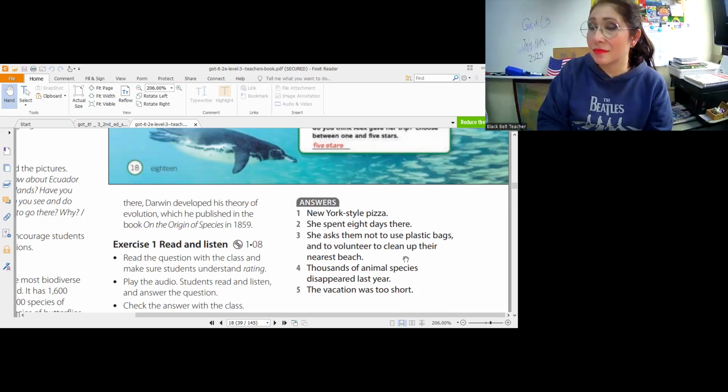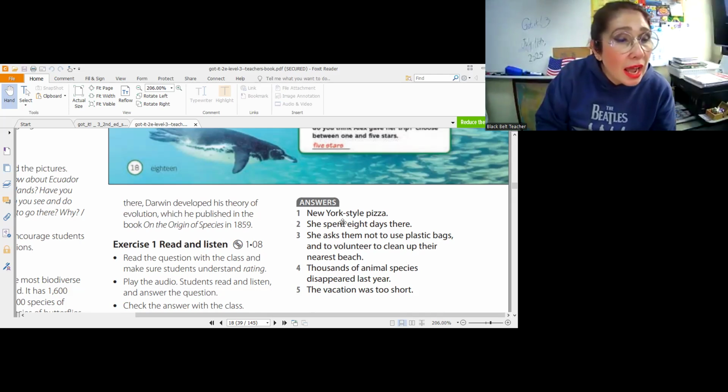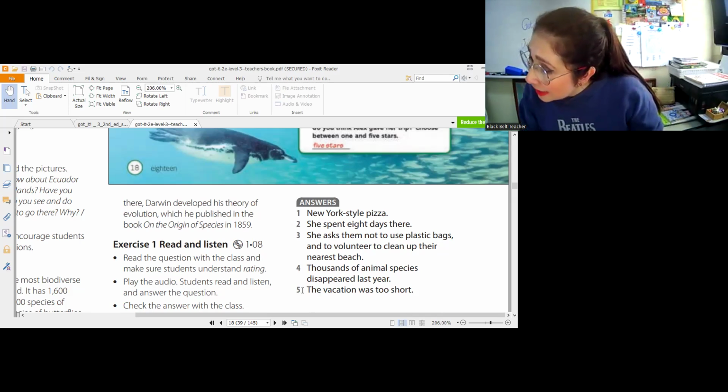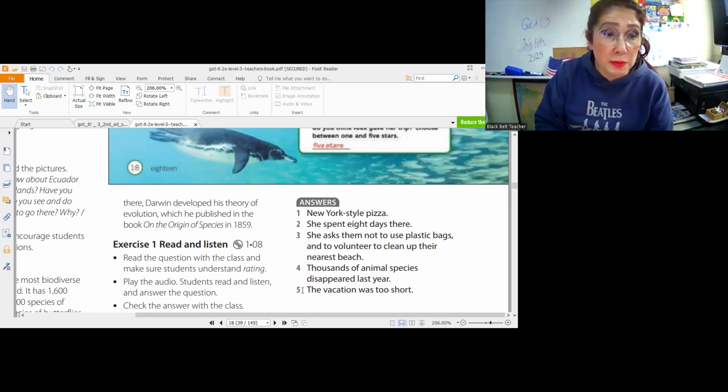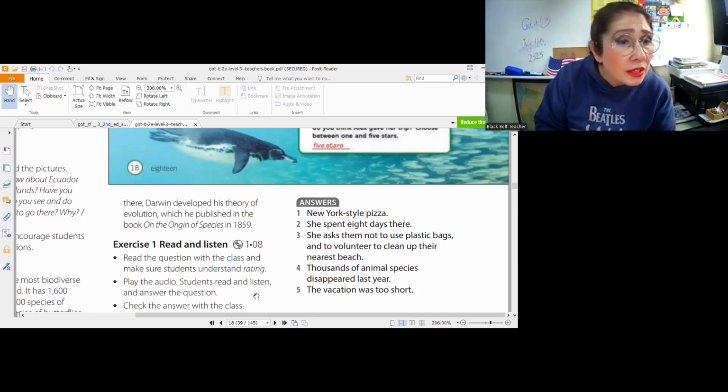Okay. She asked them not to use plastic bags and to volunteer to clean up their nearest beach. And 4, how many animal species disappeared last year? Thousands of animal species disappeared last year.